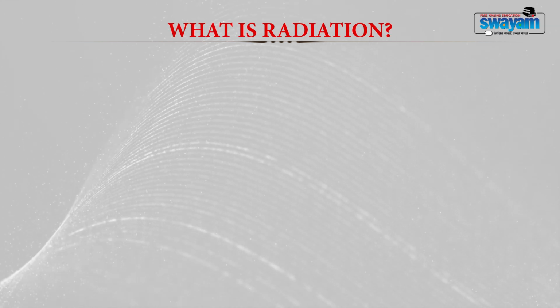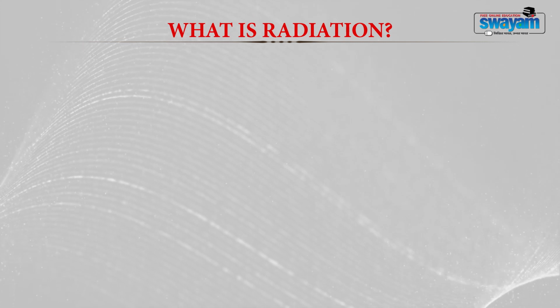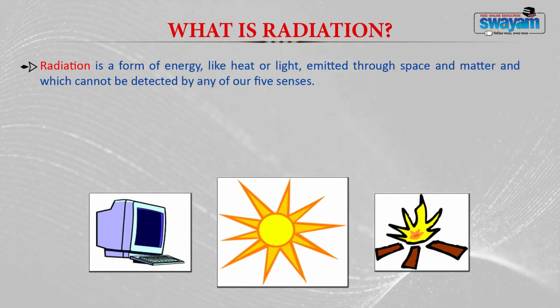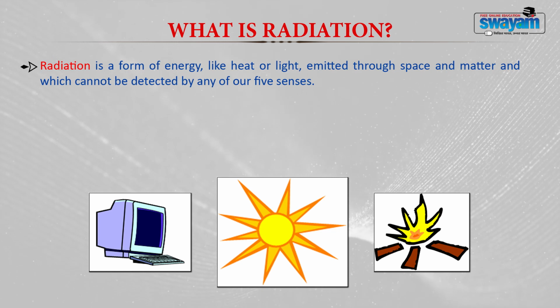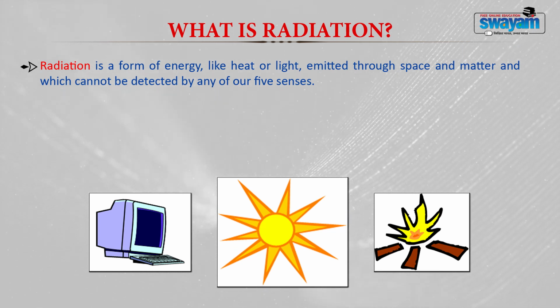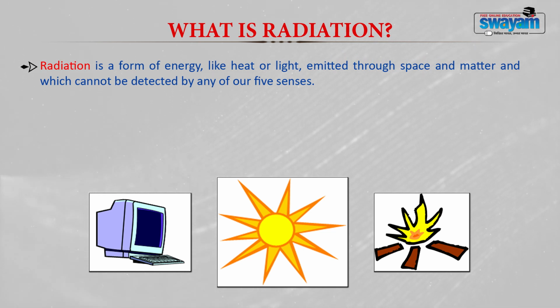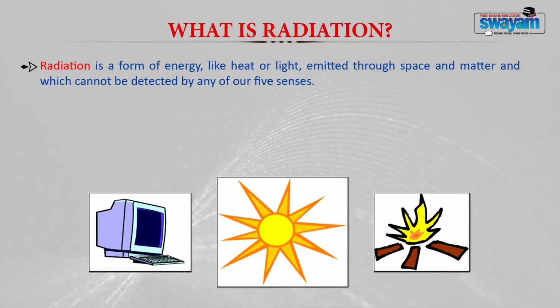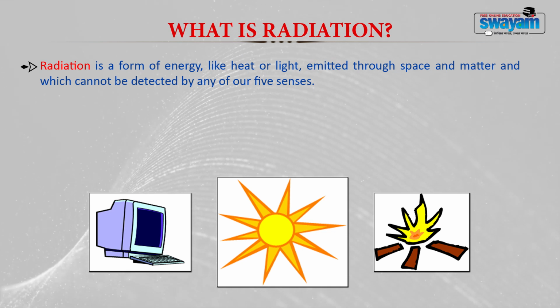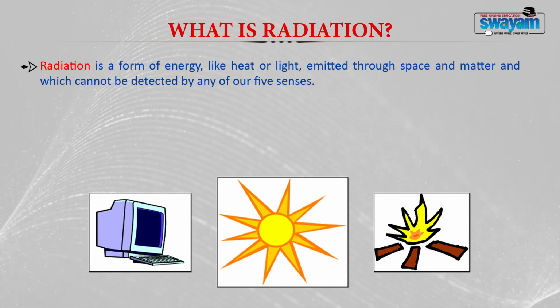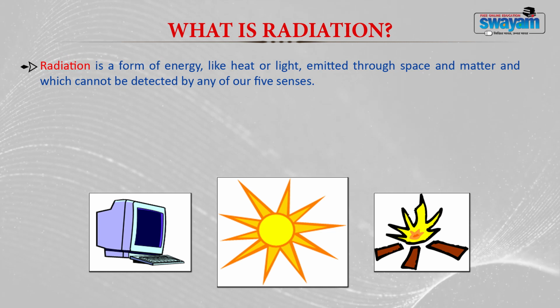Now, the question arises, what is radiation? Basically, radiation is a form of energy like heat or light. It is emitted through space and matter, and it cannot be detected by any of our five senses. This is very important, because when it cannot be detected by our senses, the role of instruments comes in. When we study radioactivity, instruments are very important.